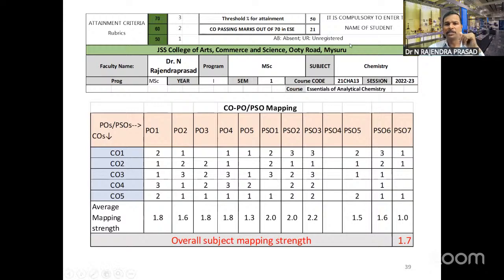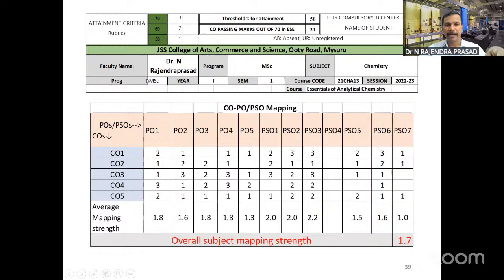Certain abbreviations you fix. Don't worry about all these things. So rubrics I have put here. If 70% of the students have attained the CO1, rubrics is level 3. This you can fix. This may be 80, this may be 70, this may be 60, as per the policy you are developing. So 70 and above is rubric 3, 60 and above rubric 2, 50 and above rubric 1.